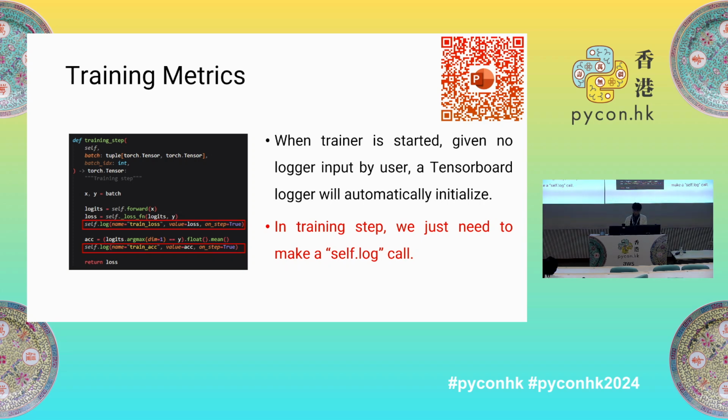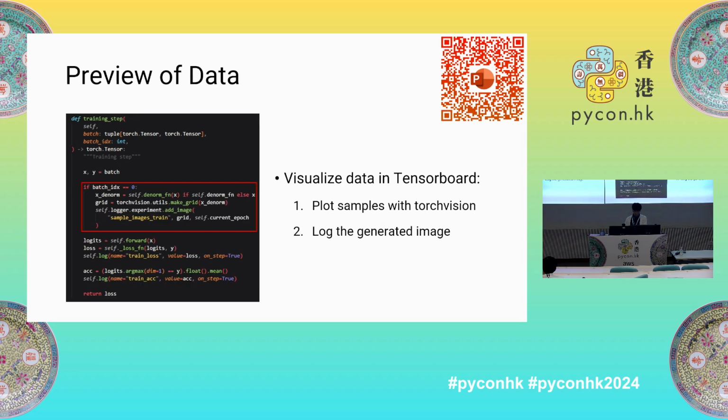When the trainer starts, if no logger is specified, then a TensorBoard logger is automatically initialized by default. And inside the training step, logging is simple. We just need to make a self.log call to track the metrics like training loss and accuracy. This makes it easy to monitor the performance of our model during training without any extra setup.